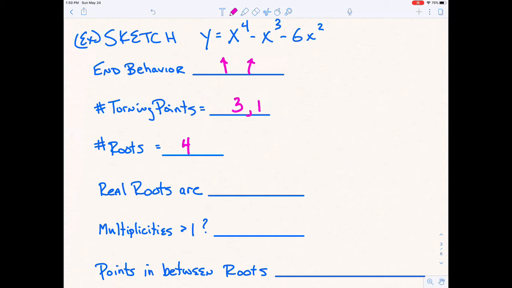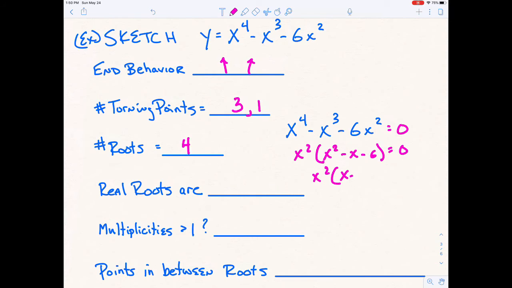And here's where we start figuring out what the real roots are. To figure out the real roots, we take the equation portion, not the y, but the equation portion opposite of y, and we set this thing equal to 0. We're going to do some factoring. And once we're done factoring, we're going to use the zero product property.